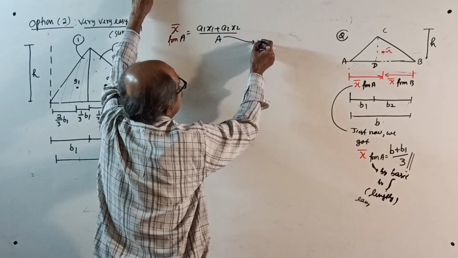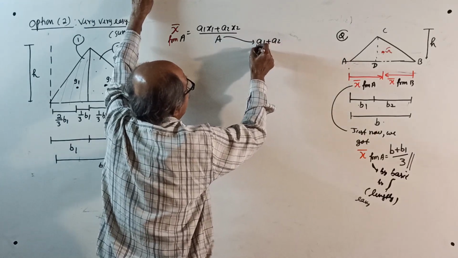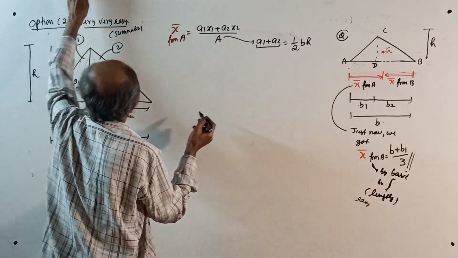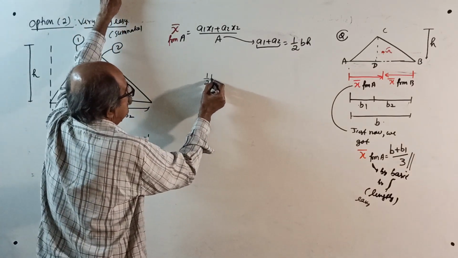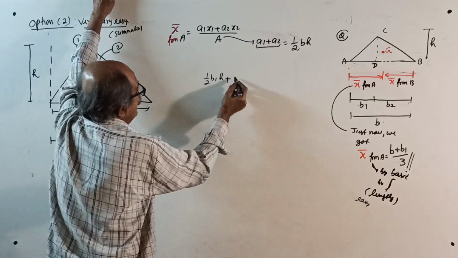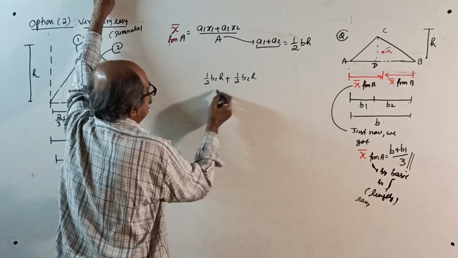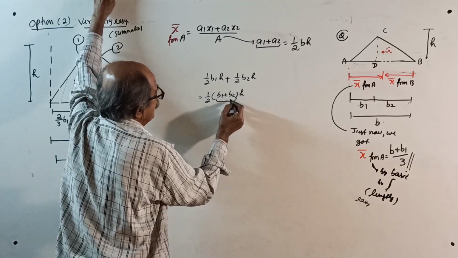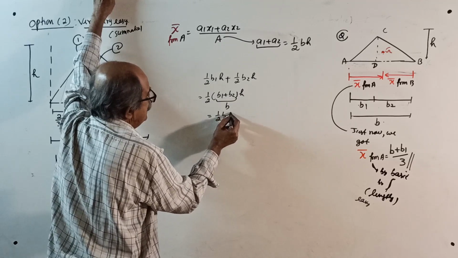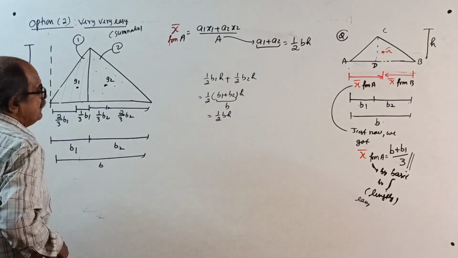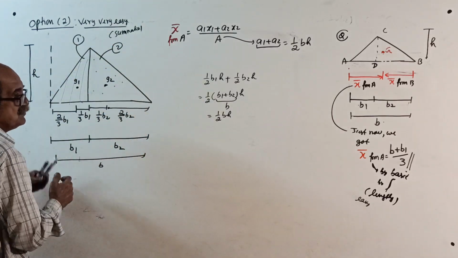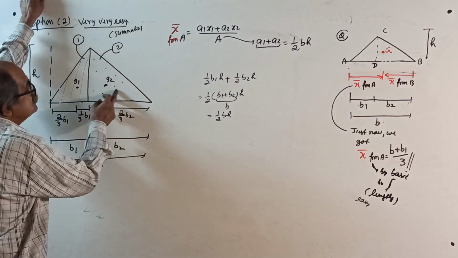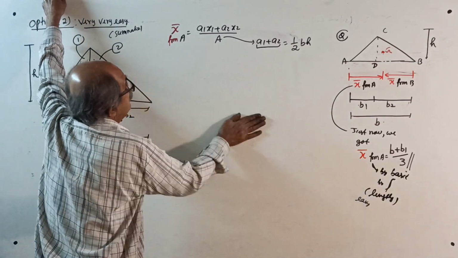Total area, don't waste time, is A1 plus A2, or directly equal to half into base into height. Or if you want, see, somebody will be laughing at you. This area is half into B1 into H. One more area, half into B2 into H. Or half into (B1 plus B2) into H. B1 plus B2 is B, half into B into H. Somebody will ask, what is this? For a triangle, when the full base is known, you don't know how to find the area? That also you are splitting. For x1, x2 you are splitting. So area is half into base into height.